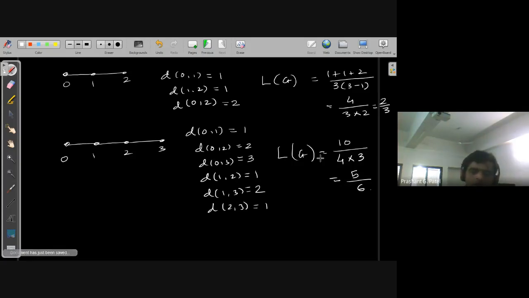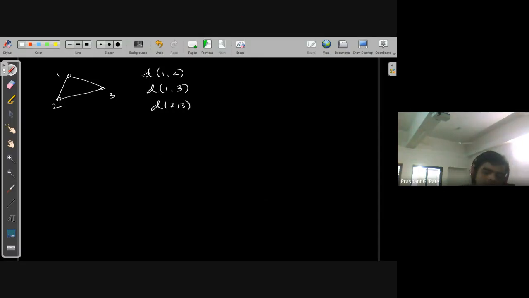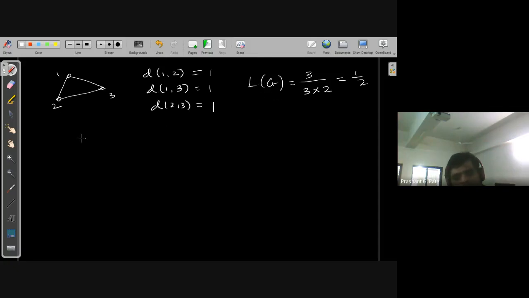So in that way you can calculate the L of G of any graph. For example, let's have another one. Let's have a triangle. So it has 1, 2, 3, three vertices. What will be the L of G for this? So what are the possibilities? 1,2; 1,3; 2,3. So there are 3 possibilities. 1,2 has length 1. 1,3 has length 1. 2,3 has length 1. So the L of G for this graph is 3 upon 3 into 2 by 2, so it is 1. That is the average length. The same way you can calculate the L of G for other graphs.